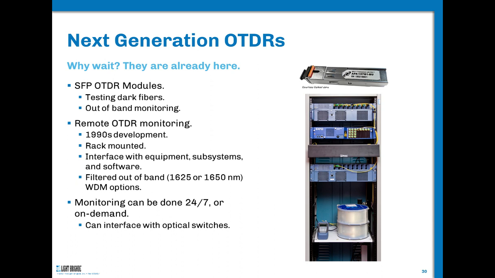So to talk about what's coming in the future: next generation OTDRs, because they are here and they are being implemented. The top is actually an SFP module. In this case, the OTDR functions are in the SFP, and this is being transmitted along with the other channels, DWDM, CWDM, etc. These are available on the market today. System manufacturers are already integrating these. A lot of times, though, the service providers don't know that these exist and that you can have them integrated into your system.